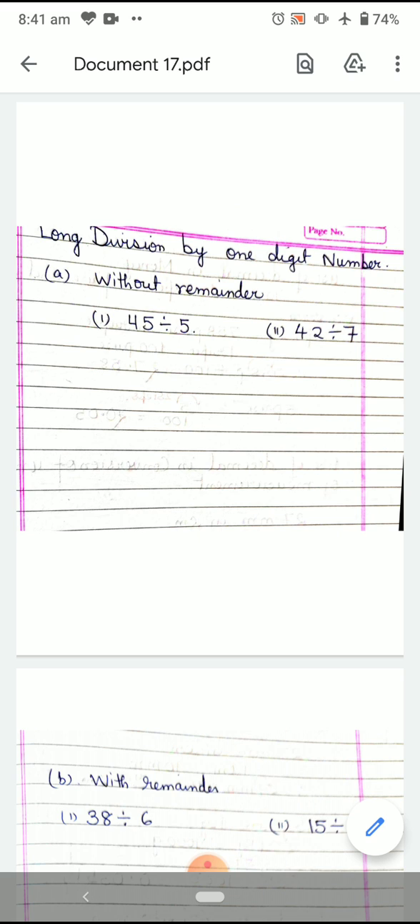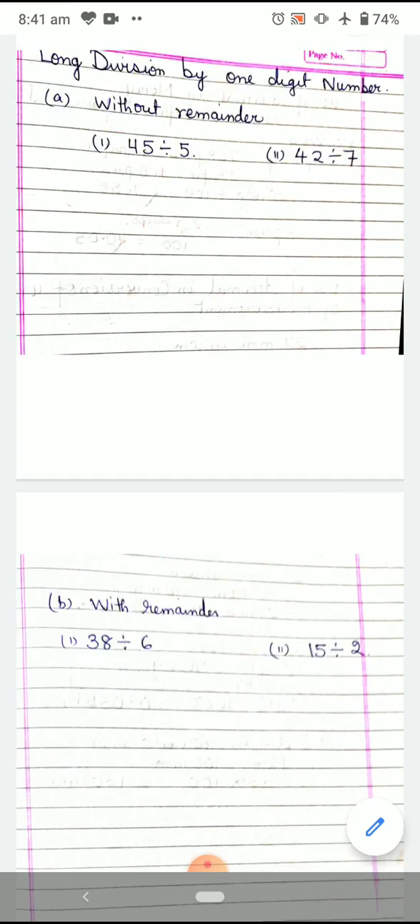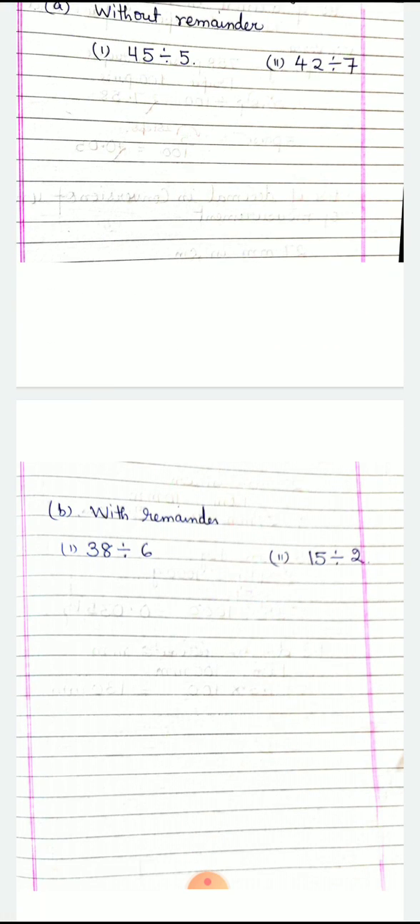Till then, practice more sums. I will be giving you some more sums along with these PDFs and classes, and you will practice. And if you want to try the remainder ones also, it is easy. You can try. Whatever is left down is called the remainder.